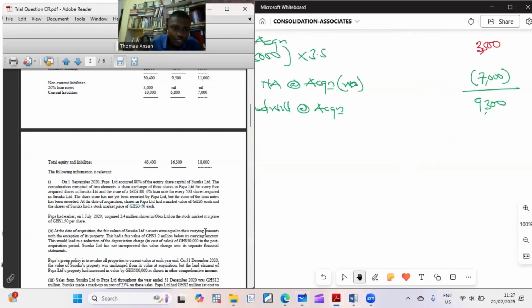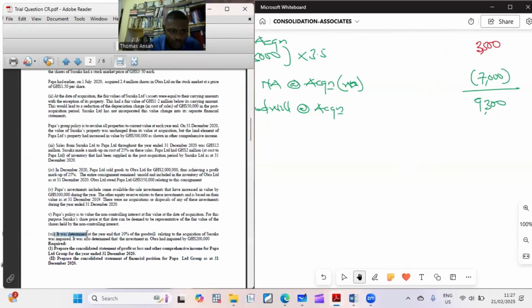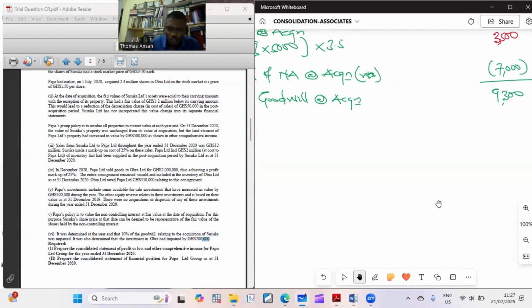So was there any impairment of the goodwill? I saw the last statement here that goodwill at the end of the year is impaired by 10%, relating to the acquisition of Suzuka, and it was also determined that the investment in Obra was also impaired by 200. Don't forget this. This is 200, not 200,000, because there are 300s at the top. So don't forget those things. So it means impairment here.